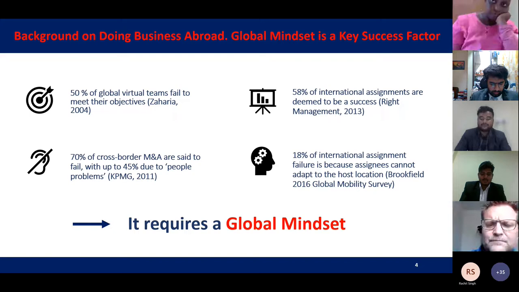And at the end, it is about how to analyze the local environment, for example here in Brazil or in Germany, and how to get to know the context.